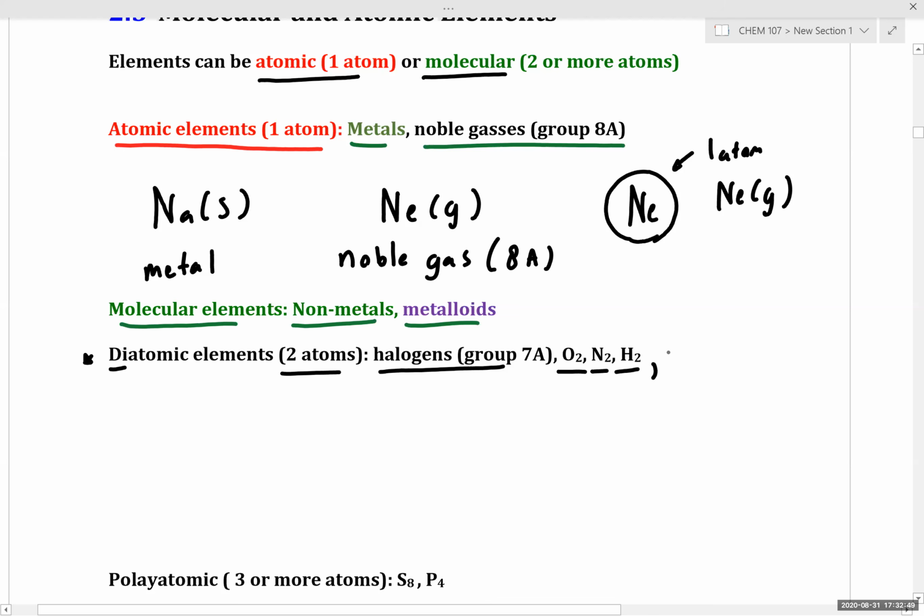Other notable diatomic elements, the ones that I would especially prefer that you memorize, you want to be familiar with hydrogen, nitrogen, and oxygen, because these show up commonly in chemical reactions. So let's start with a halogen. What's an example of a halogen?